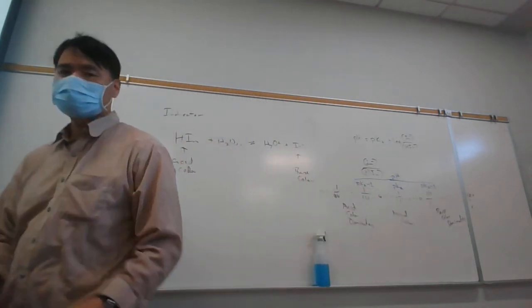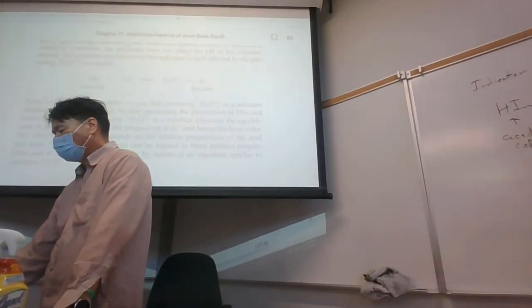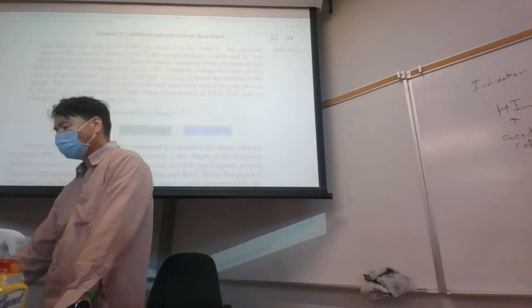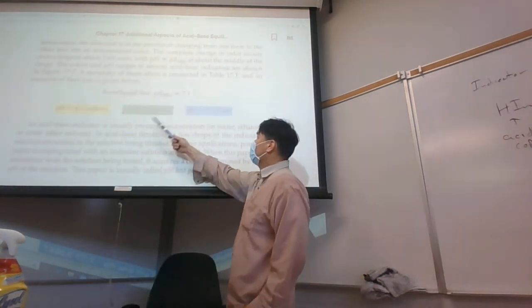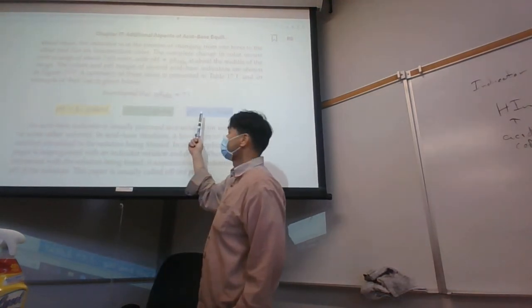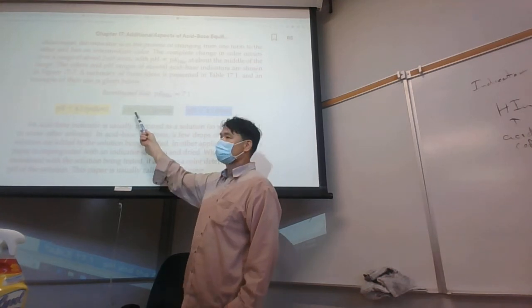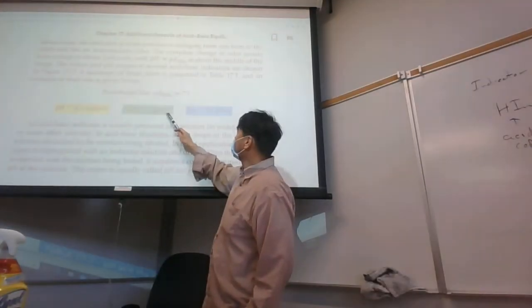So let's take a look at some indicators here. For example, bromophenol blue. The acid color is yellow, the base color is blue. The mixed color is green. Yellow and blue make green.